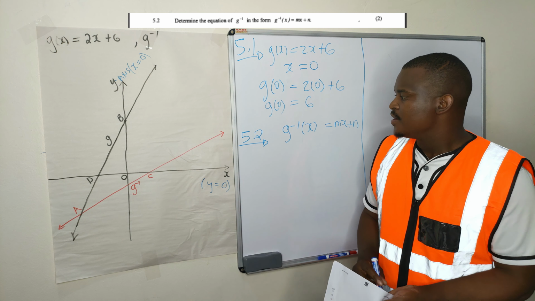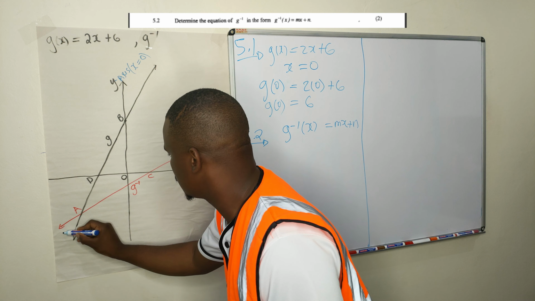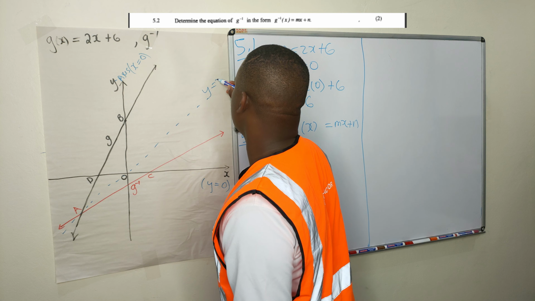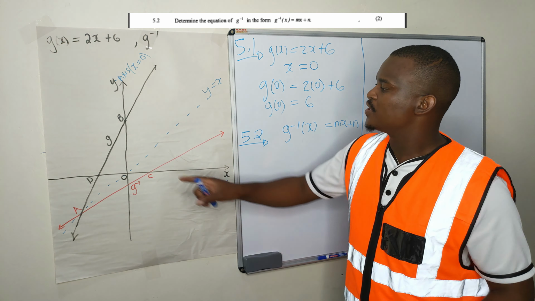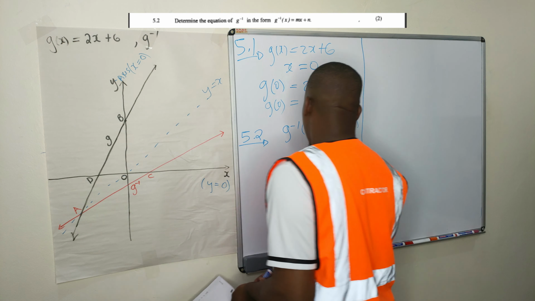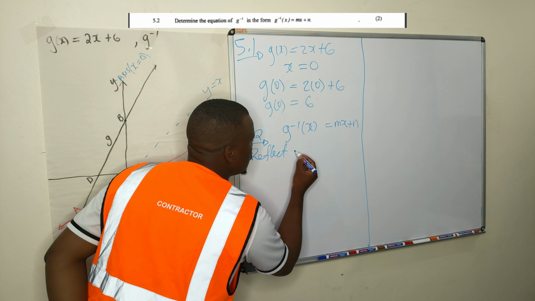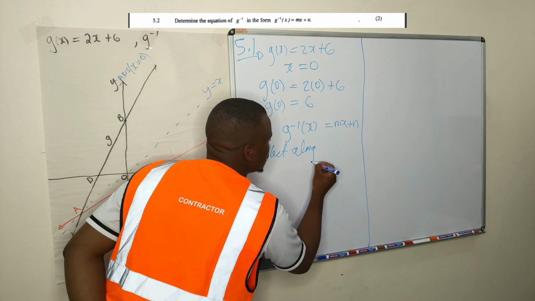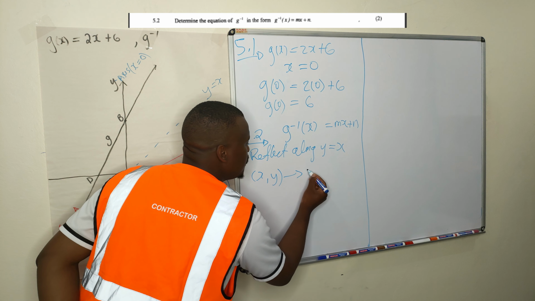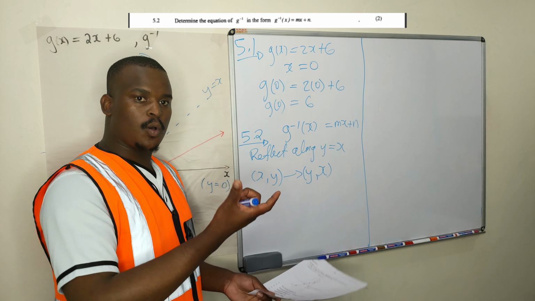You know, to find an inverse, you reflect about this line here, the line y is equal to x. So you just reflect this equation about the line y is equal to x. So what happens is when you reflect about y is equal to x, your x and y become y and x. So your x and y coordinates swap around.